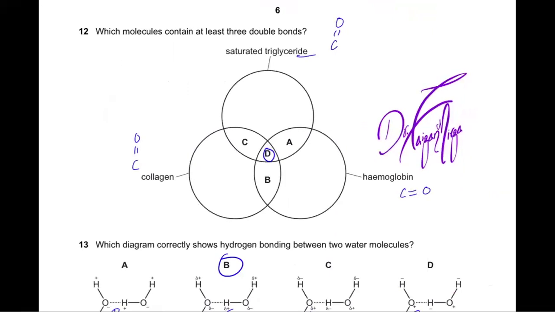Which molecules contain at least three double bonds? Saturated triglyceride molecule will have three fatty acid tails, each having a C double bond O. Collagen will have these polypeptide chains. Again, C double bond O is present because of the carboxyl end. The same goes for the hemoglobin as well. So the answer is D because they both are proteins. They have this carboxyl end, and the triglyceride will have three carboxyl end as well.